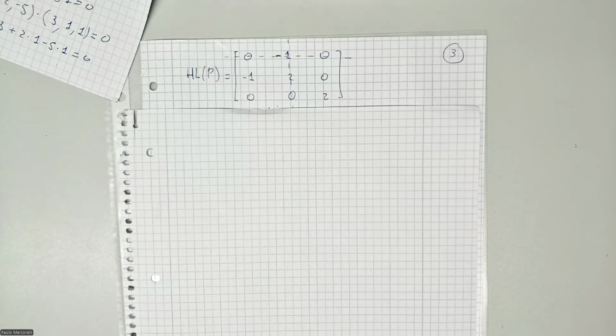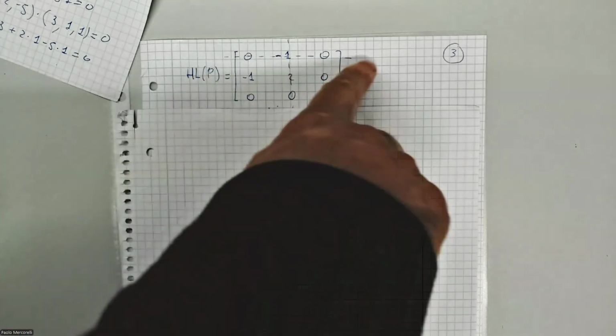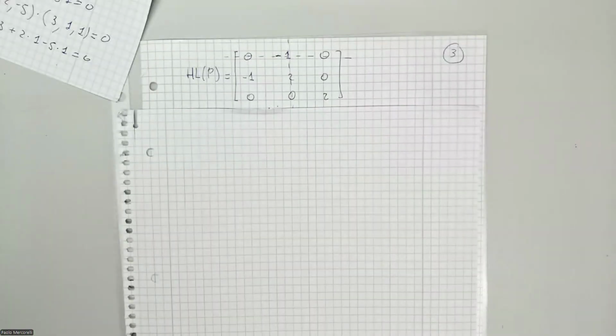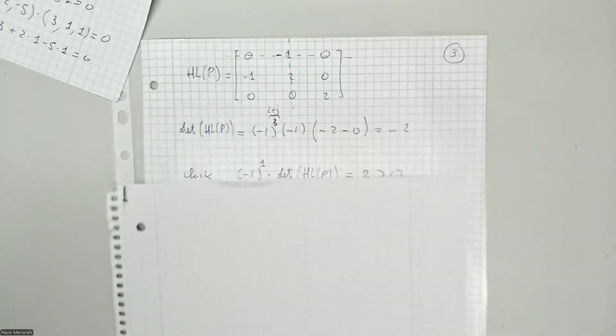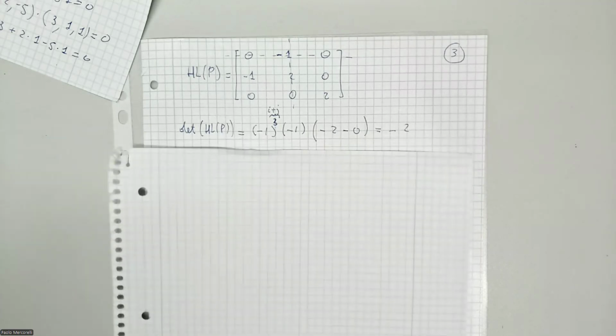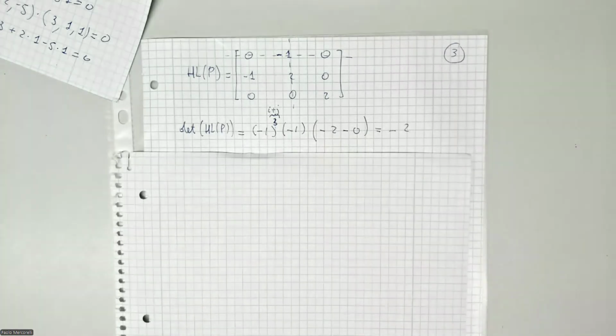But the second choice, choosing the second row, is not suitable because the calculation is very long, twice long. Look at the determinant, consider the first row. Look, I have just one element to be calculated.